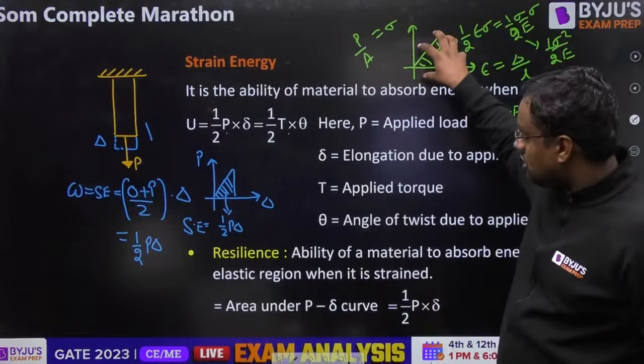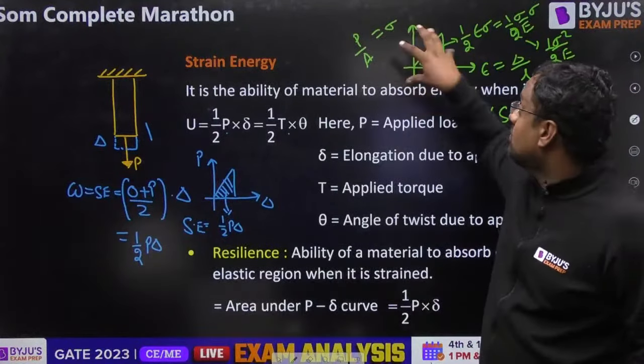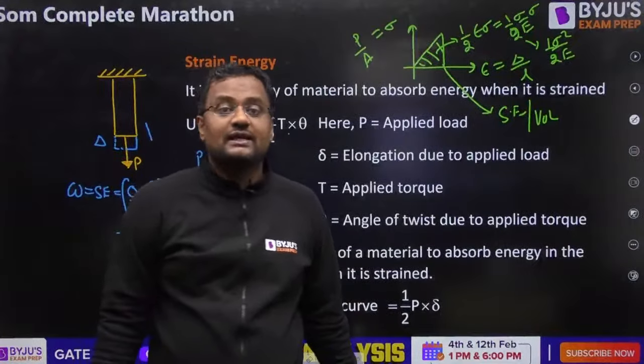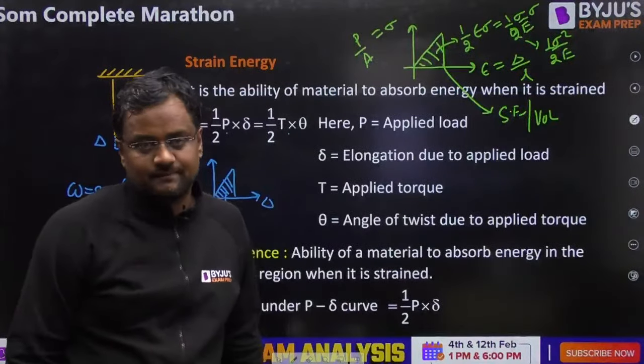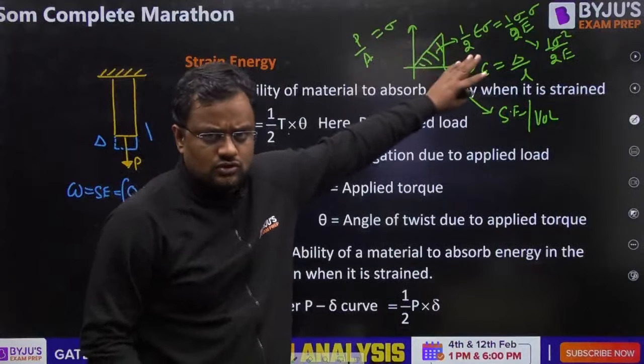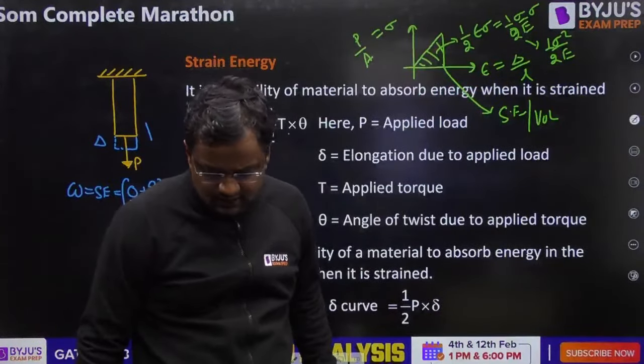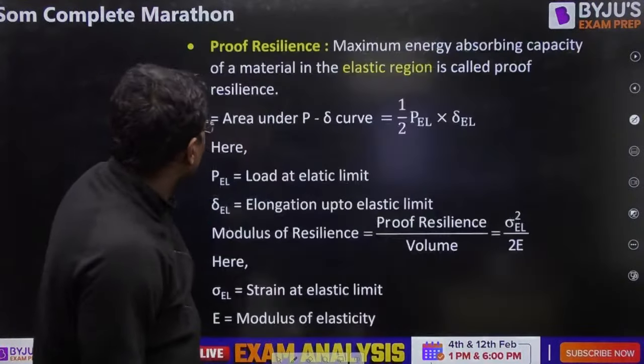This area is called the modulus of resilience. More modulus of resilience means more area, which is good for springing action, since it can absorb more energy. And this can be non-linear also. Even if it is non-linear, that area is also called the modulus of resilience. Have you got it?